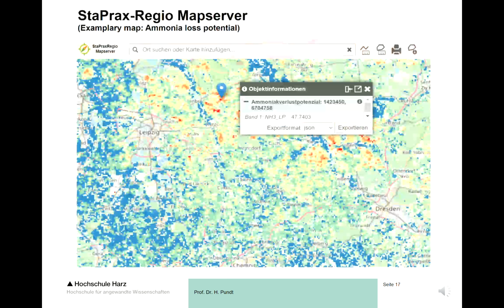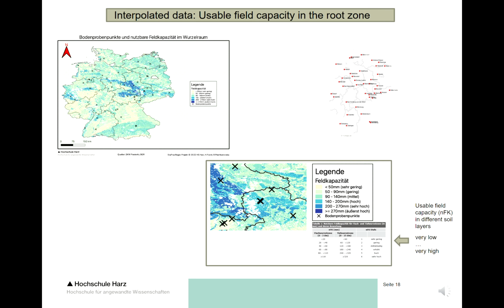This is an example, ammonia loss potential, where you can get all the data for each pixel in this map. This is another example, the usable field capacity in the root zone. We learned already the root zone, yes, that's quite important. The crosses you see are different soil measurement points, and you can access the usable field capacity here via the map server.